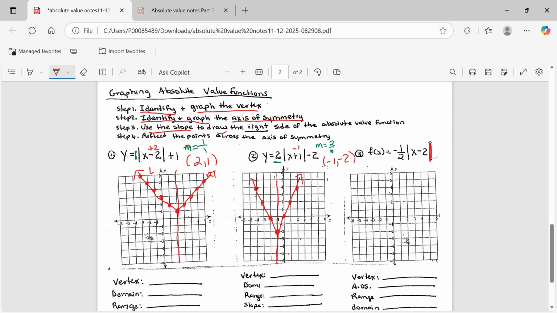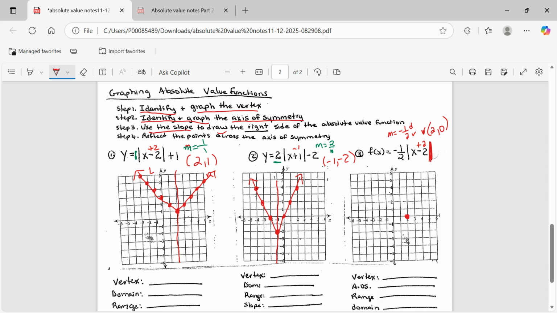Now I want you to pause completely, and I want you to try number 3 on your own. Try number 3. All right, now that you are back, for your slope, it should have been -1/2, which again tells me I'm going to go down 1 and right 2. And then my vertex would be here at +2, 0. Not what I see, it's the opposite. So the first thing I put on my graph is going to be 2, 0.